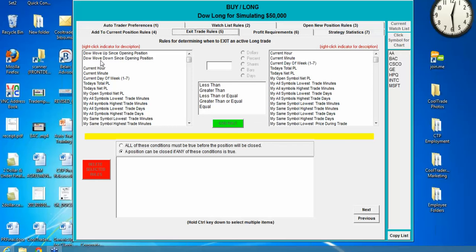So in the exit trade rules, these are mostly used by day traders who are looking, let me give you an example.